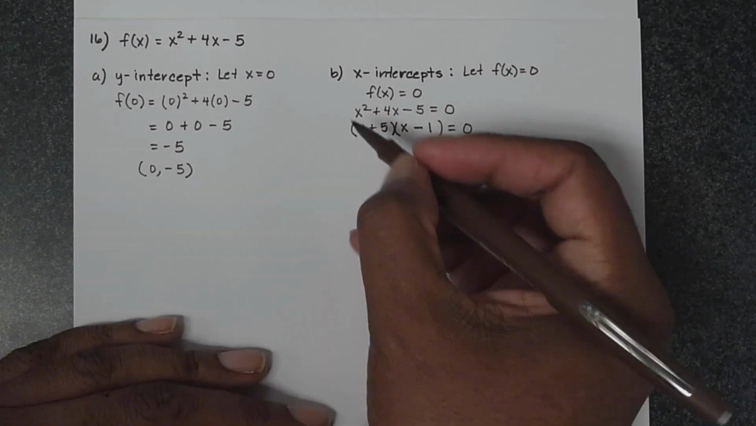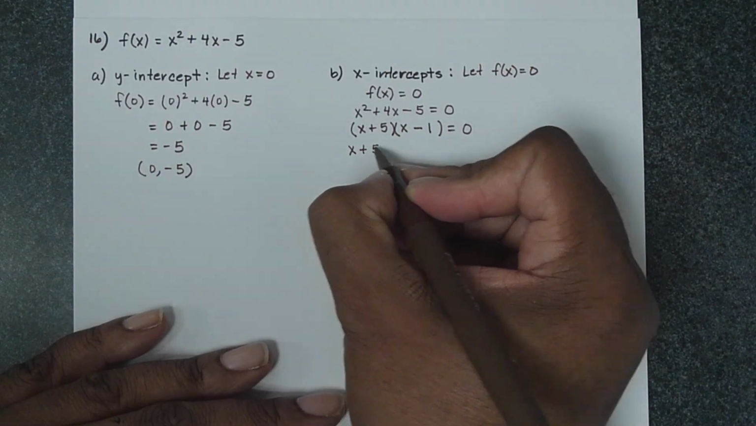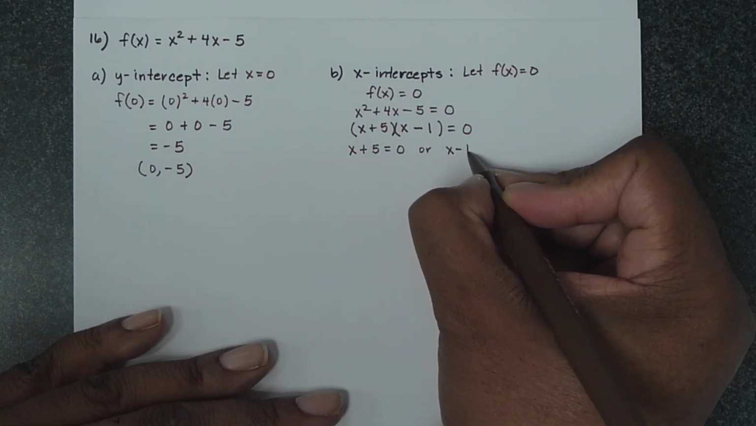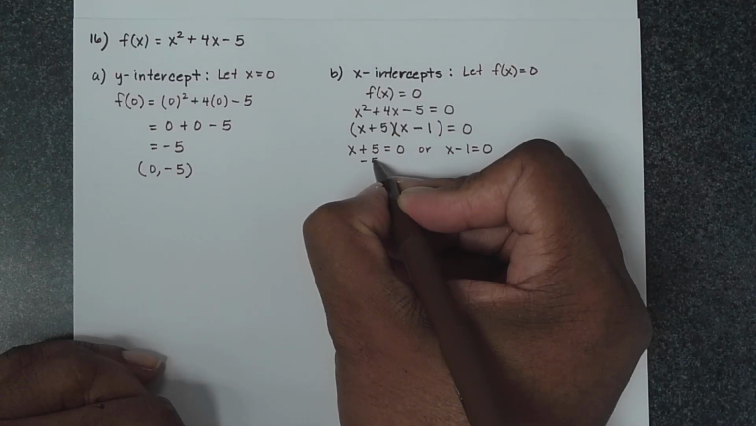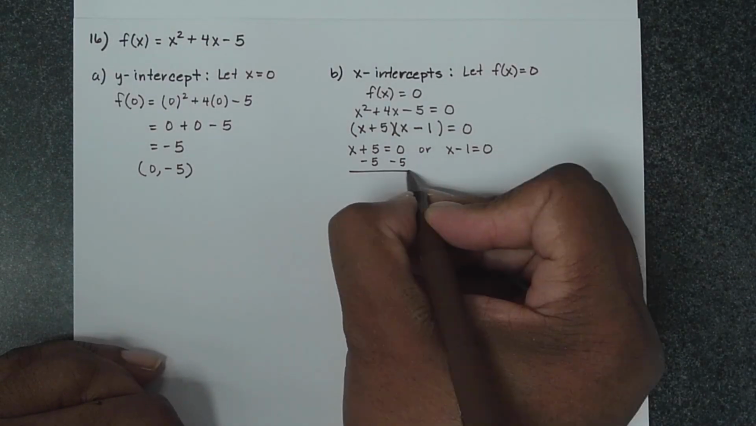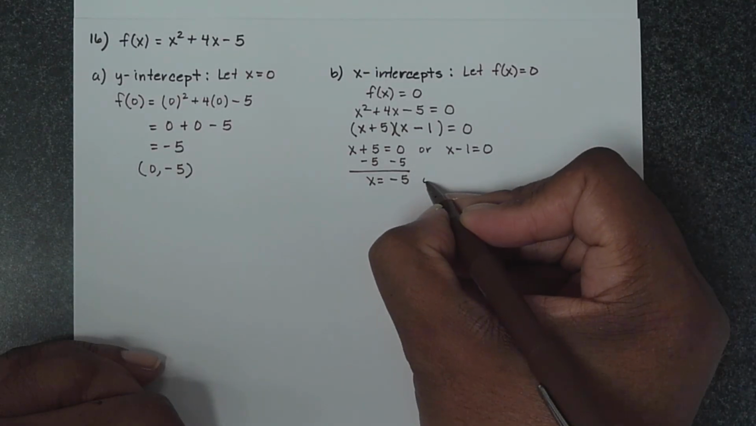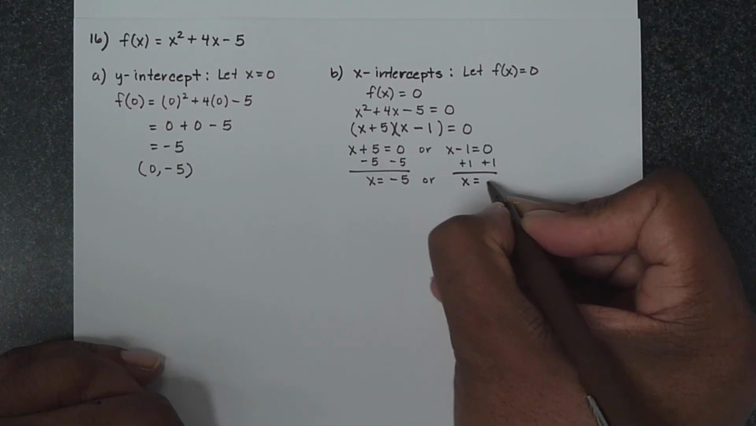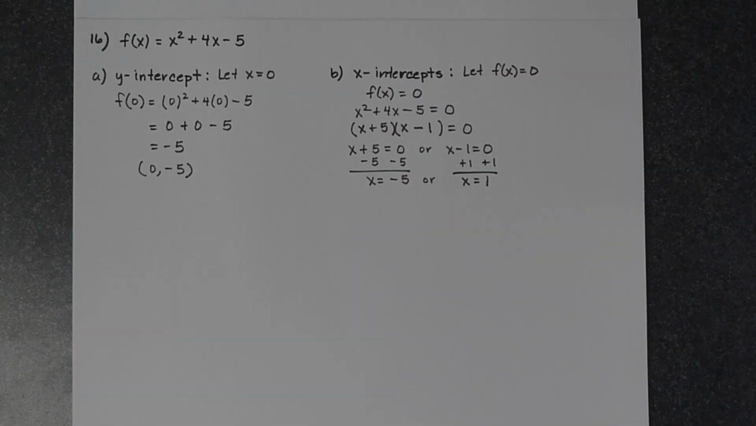And then we set each binomial factor equal to 0. So this means x plus 5 is equal to 0, or x minus 1 equal to 0. And then we solve for x for each of these equations. For x plus 5 equal to 0, that means x is equal to -5. For x minus 1 equal to 0, that means x equals 1. So I have two x-intercepts here.